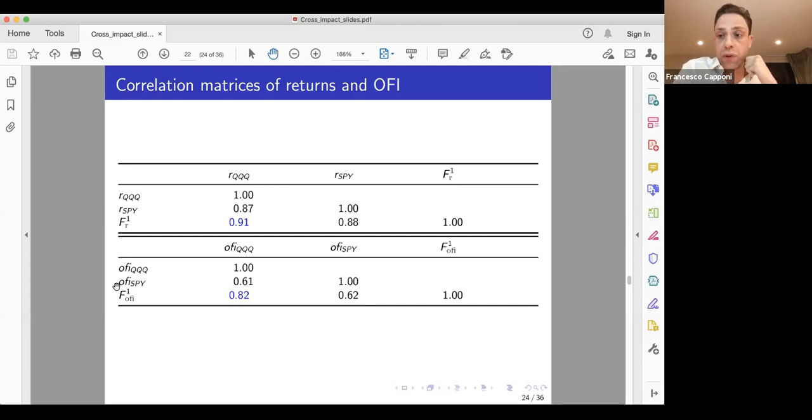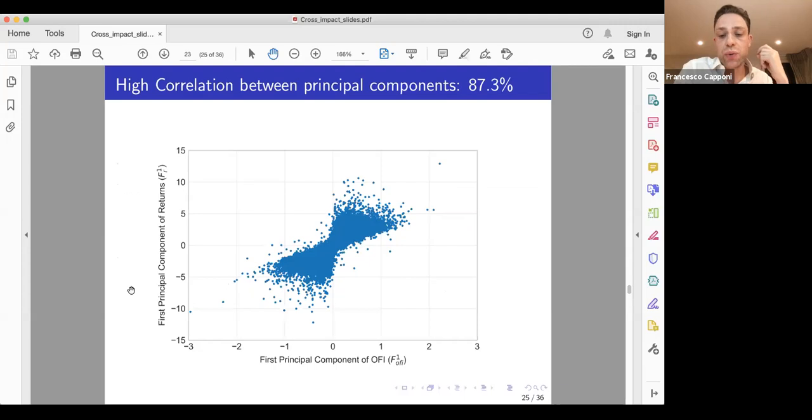And moreover, if you move to the next slide, the two first principal components are actually very closely related to each other. The first principal component of returns is on the y-axis, and the first principal component of order flow imbalances is on the x-axis. They have a correlation of 87%. We checked also the second component, which is still quite high, 56%, but we focus on the first one. So we can clearly see how the returns and OFI are driven by common components due to commonality in trading in this example.